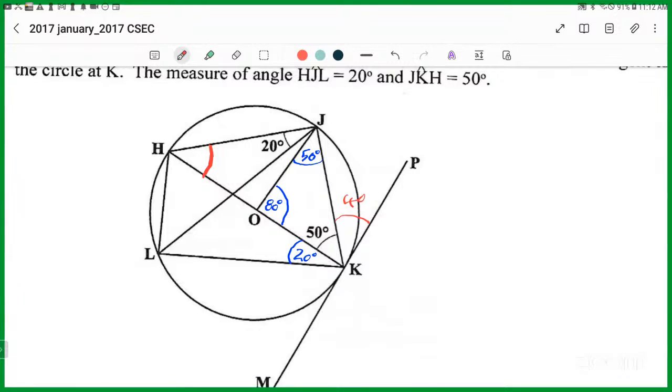How do I know that angle is 40? Because the angle between this tangent and this radius is 90. This part of it is 50. So right here, it's 40. So this chord will subtend the same 40 degrees at the circumference.